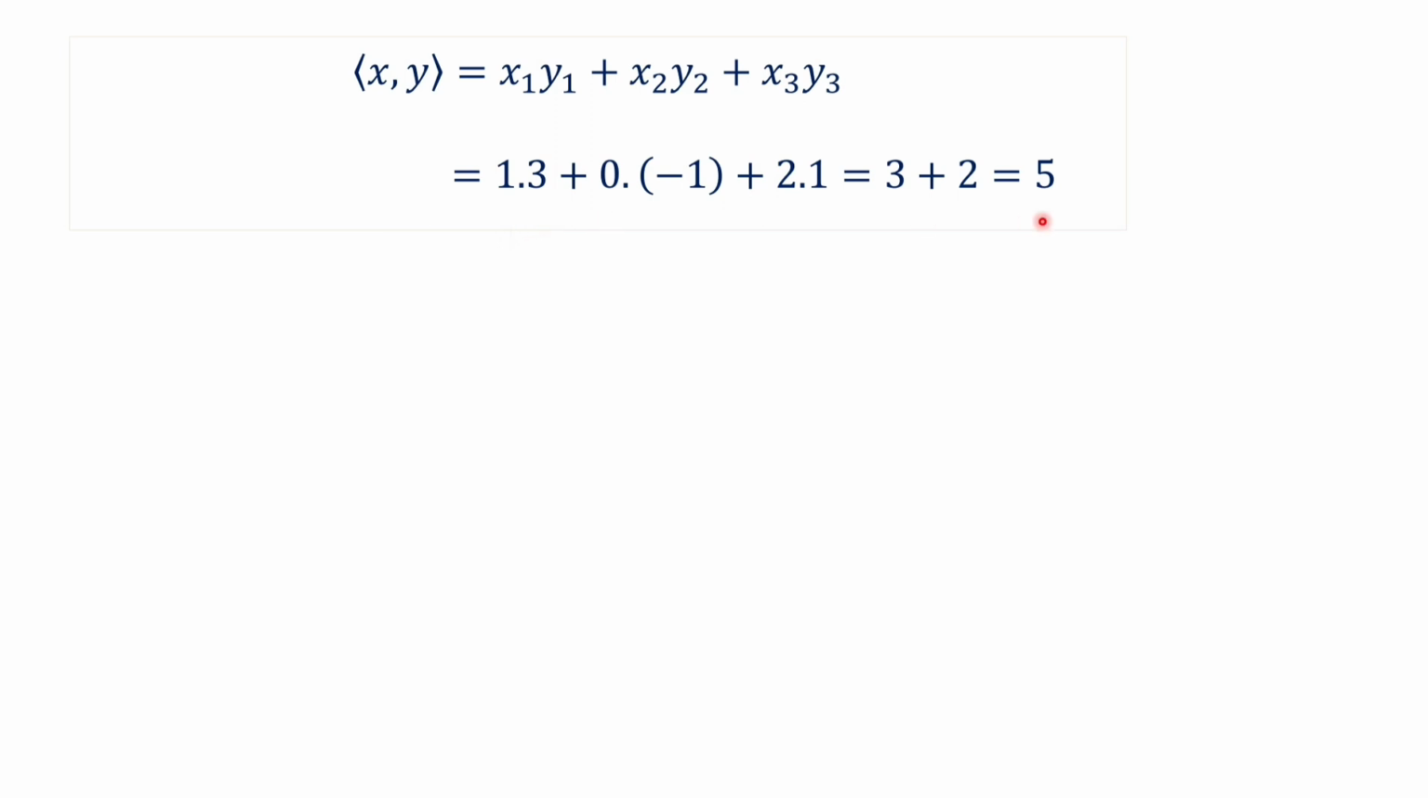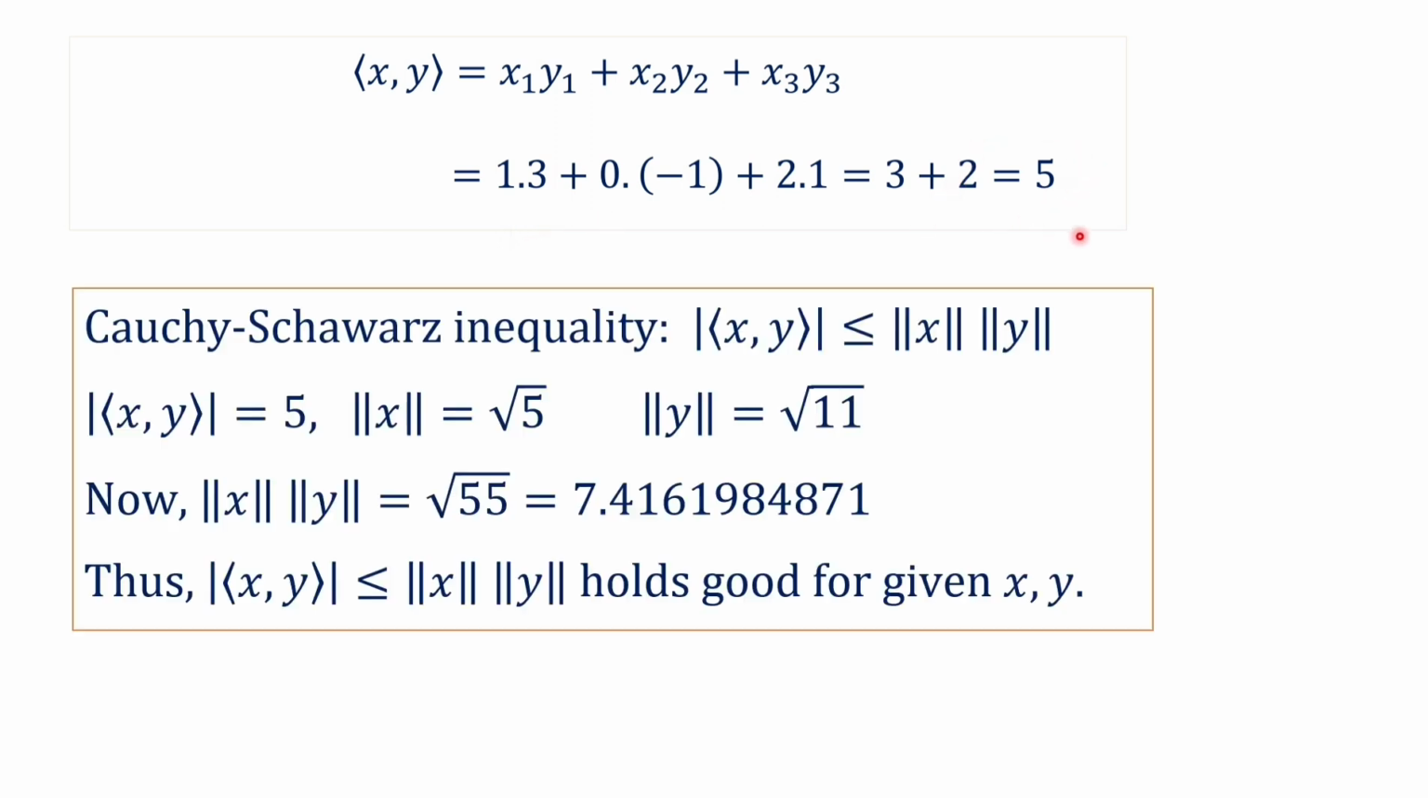Now the inner product is the component multiplications, and then we add them: 1 times 3, plus 0 times minus 1, plus 2 times 1, which is equal to 5. Then the Cauchy Schwarz inequality is given as the absolute value of the inner product of x and y is less than or equal to the norm of x times the norm of y. We already calculated the inner product of x and y, which is 5.